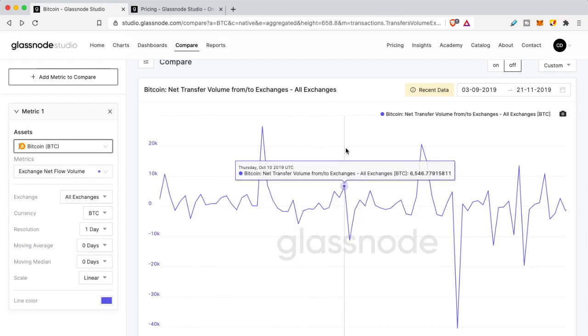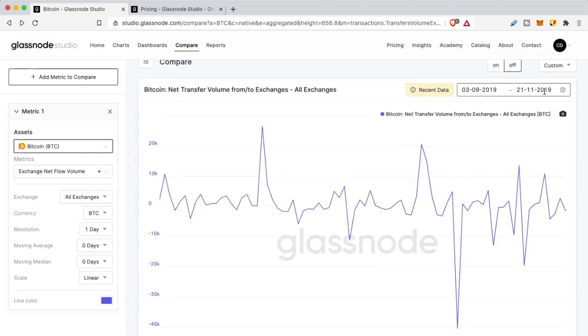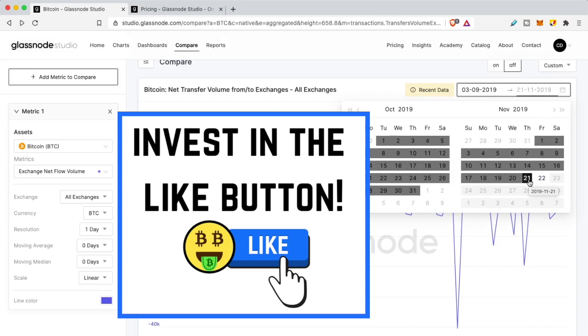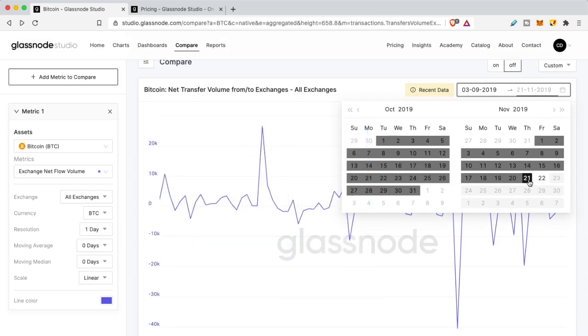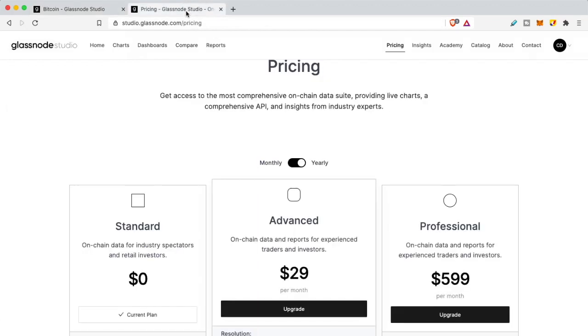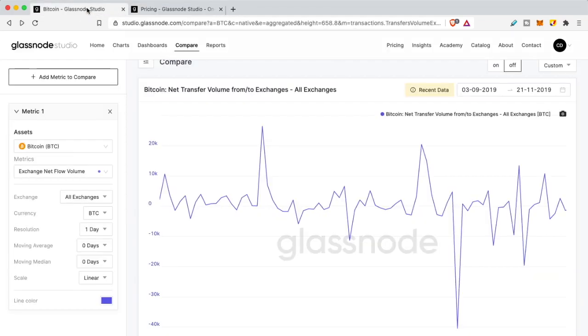Now, the problem with Glassnode Studio is that it is not free. If you want to use the free version, you're going to be backlogged on the dates. Right now, I'm on the free version, and you can only go up to November 21st of 2019, so a year ago, right? So if you want the most accurate information up to date, you'll need to get their advanced plan, which is either $29 per month if you pay it by the year, or $39 per month if you're paying for it monthly. No, this video is not sponsored by Glassnode.